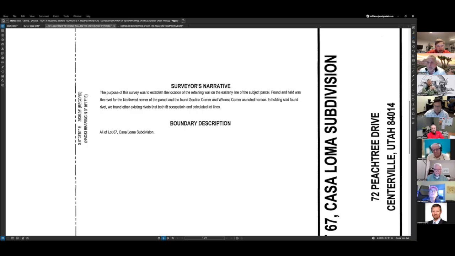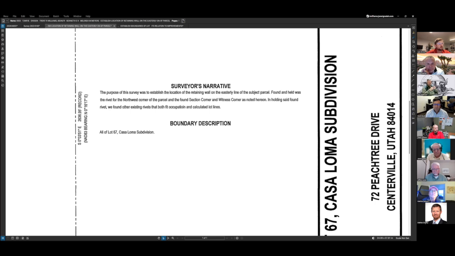So this is a pretty simple narrative here. The purpose of the survey was to establish the location of the retaining wall on the easterly line of the subject property. The wall leaned a little bit. They want to know who was responsible for maintaining it.